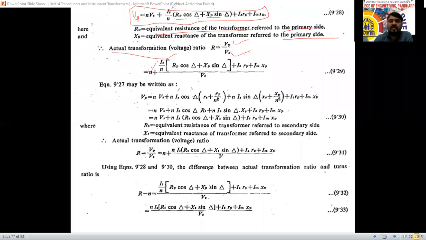We have written n, and Is by n into this Rp cos delta plus Xp sin delta plus Is Rp plus Im Xp, divided by Vs. We are going to write this one. This is the transformation ratio here. Now we can consider this as equation number 4.